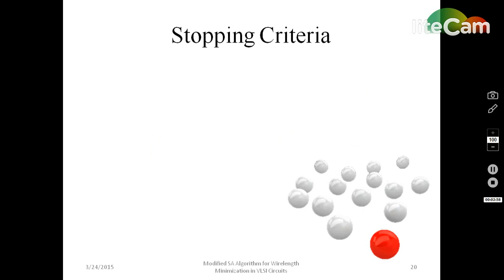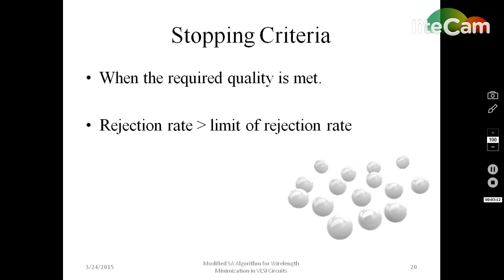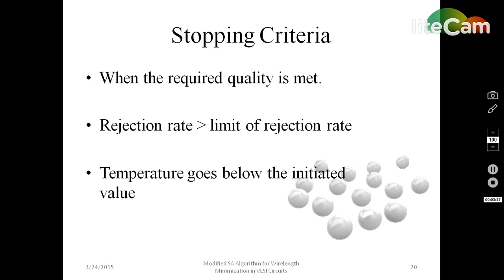The next thing is, when does the algorithm have to be stopped? This has to be declared, right? So here we go. When the required quality is met, that is, when the algorithm feels that we have attained the required quality, then the algorithm could be stopped. When the rejection rate is greater than the limit of the rejection rate, the algorithm could be stopped. The limit of the rejection rate is something we initialize during the initialization phase. Next, when the temperature goes beyond the initiated temperature value, which too we initiate in the initialization phase, or the number of iterations goes beyond the initiated value, the algorithm must be stopped.